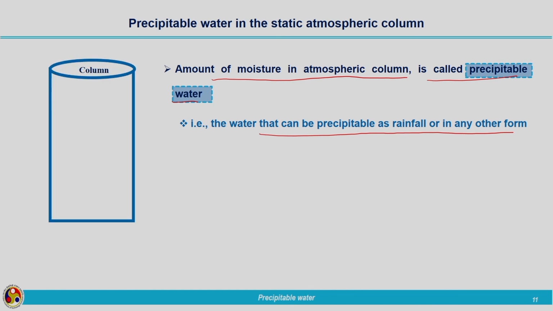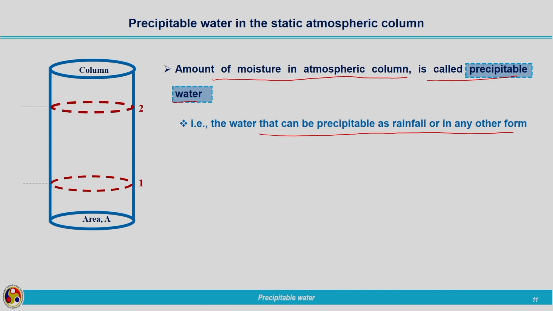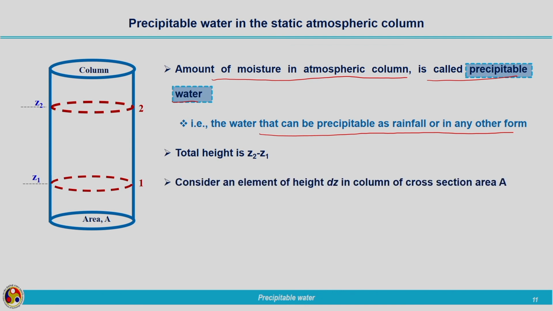Same column we are going to consider, a cylindrical column having an area A, and we are considering similar sections, section 1 and section 2. The altitudes corresponding to these sections are Z1 and Z2, and the height difference between these two sections can be taken as Z2 minus Z1. Now what we are going to do? We are going to consider an elemental strip having a thickness of dz within the column which has cross sectional area A.